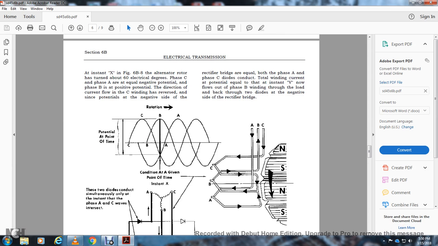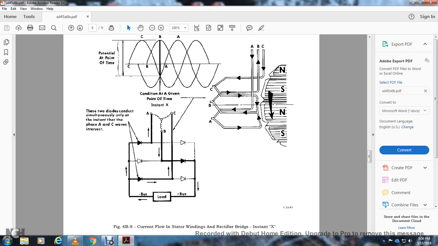At instant X of figure 6B8, with the alternator rotor at 60 electrical degrees, phase C and phase A have negative potential and phase B has positive potential. The current flow in the C winding has reversed, since the potential for the negative side of the rectifier bridge is equal on both sides by phase A and phase C. Diodes conduct. The total winding current potential is equal to the instant V, with the flow through the phase B winding, through the load and back through the two diodes to the negative side of the rectifier.